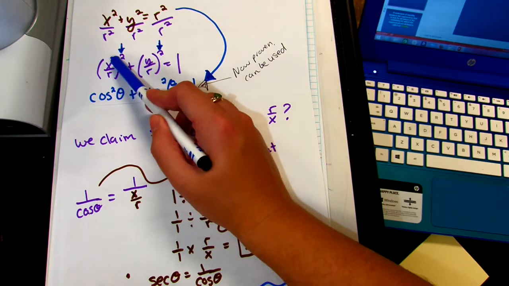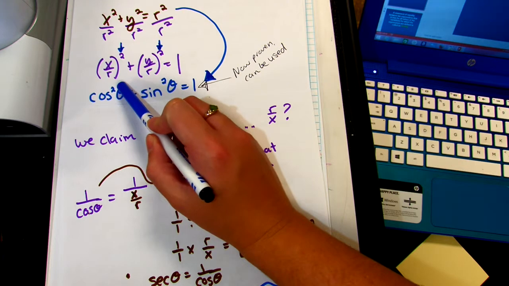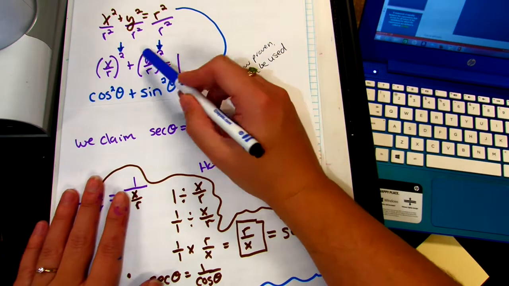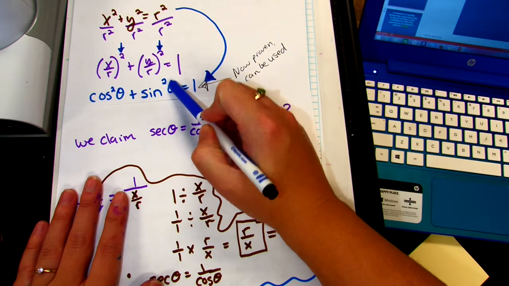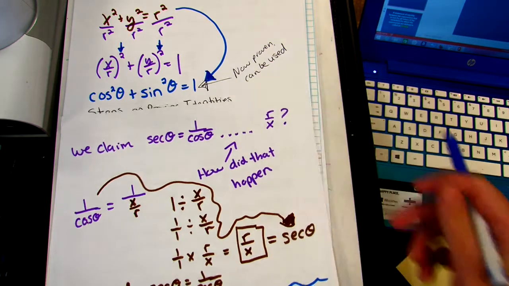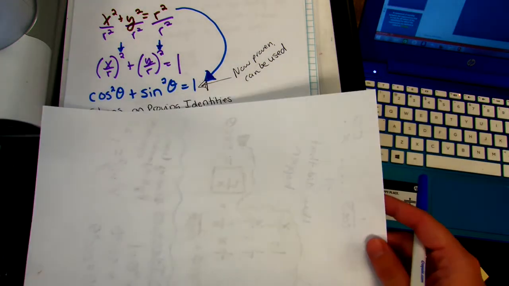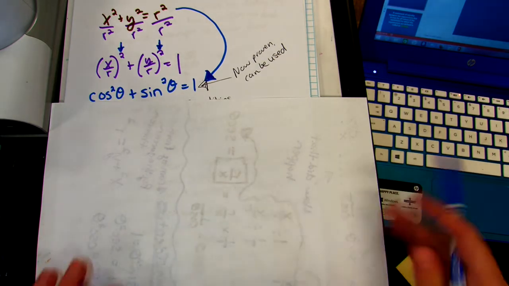Well, I know that x over r is cosine, so I get cosine squared theta. And I know that y over r is sine, so that is sine squared theta, and then equals 1. That's the identity that we wanted to prove: cosine squared theta plus sine squared theta equals 1. Now that we have proven this identity, we can use it in other places and help us solve even more identities. So it's really fun.